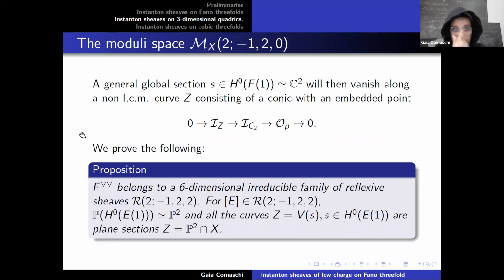We can prove that these reflexive sheaves, the reflexive sheaves F double dual, belong to a 6-dimensional irreducible family of reflexive sheaves, and that for a sheaf in this family, the space of global sections of the twist has dimension 3. Therefore, we can associate to such a sheaf a 2-dimensional family of conics that are obtained as zero loci of global sections. And all these conics are just plane sections of our quadric.